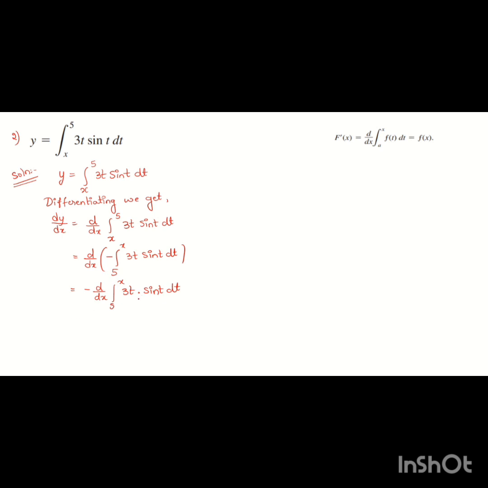Now we can say here, on comparing, f(t) is equal to 3t sin t. We know that if you have the integral in this form, then the answer will be f(x). Therefore, what will be the value of f(x)? f(x) will be equal to 3x sin x. Since we have a minus sign, keep the minus sign: minus 3x sin x. This will be your required answer. We'll see another problem.